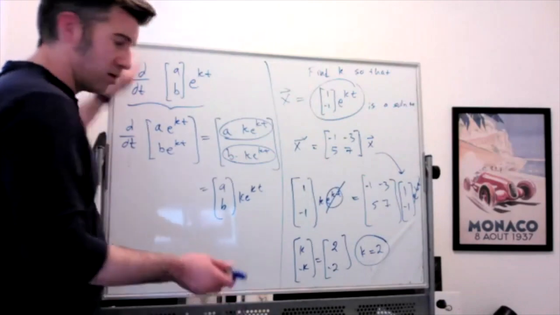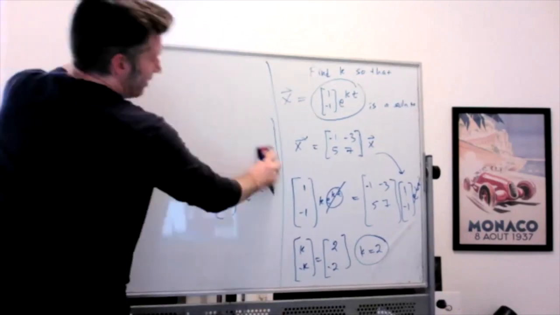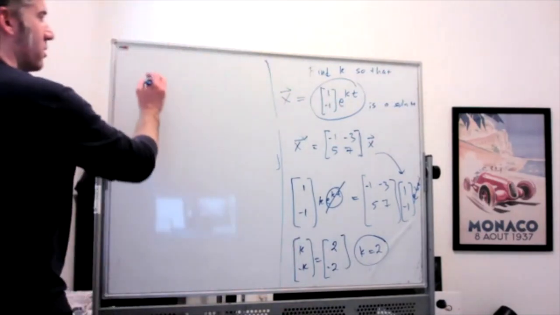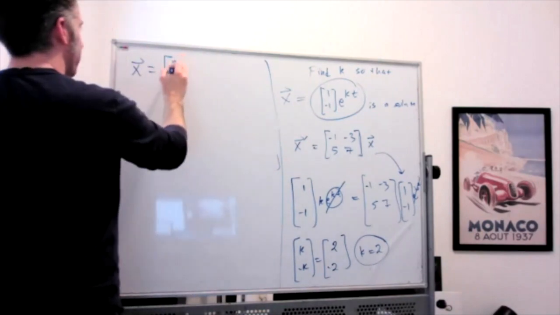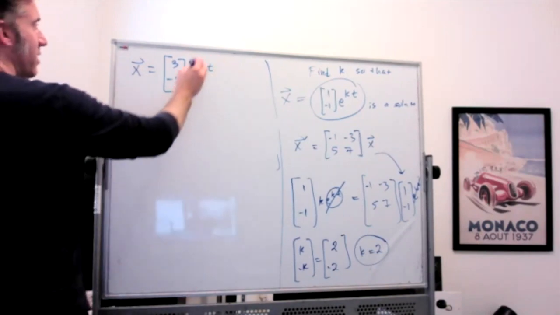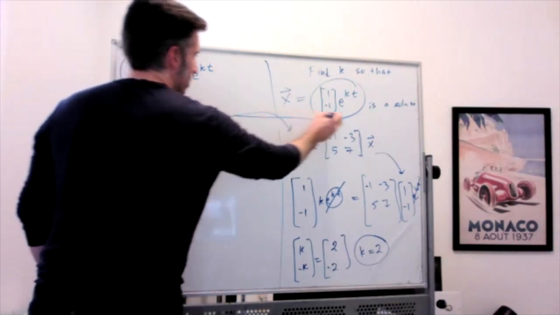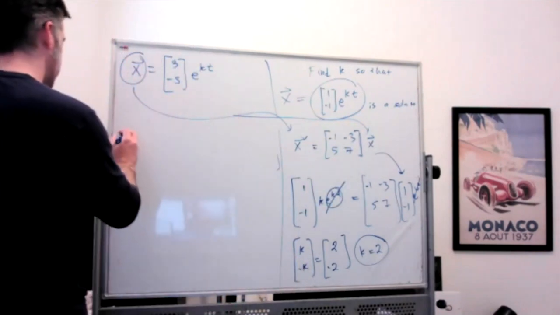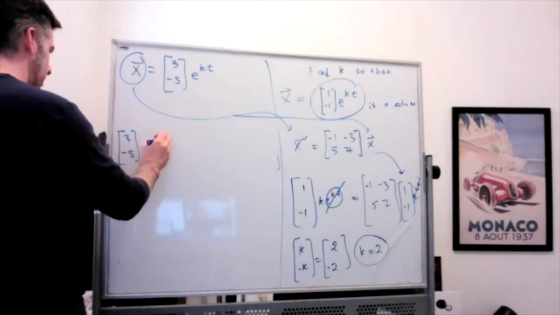So let's do the same thing. And so again, if you have questions, let me know. But let's do the same thing for the vector, which is an eigenvector. Let's say we're given the vector 3, negative 5 e to the kt. So again, we want to figure out what k is so that this is a solution to this equation. So meaning we need to find x prime. The derivative of this is 3, negative 5 times k e to the kt.